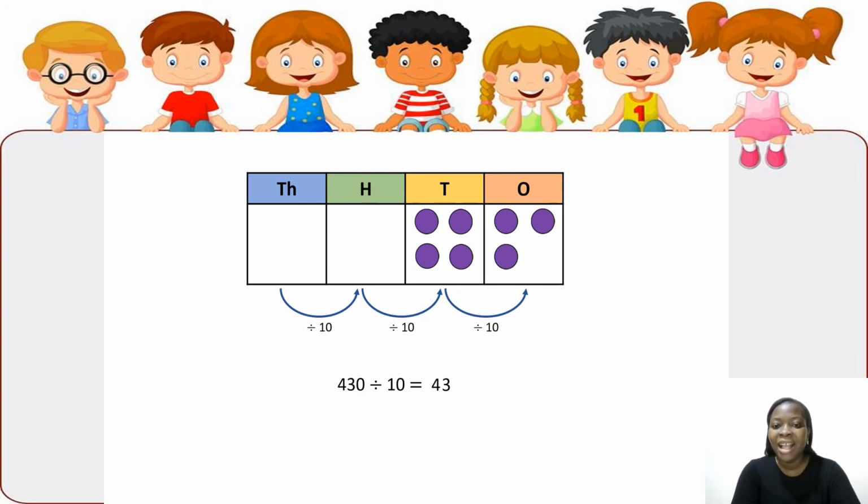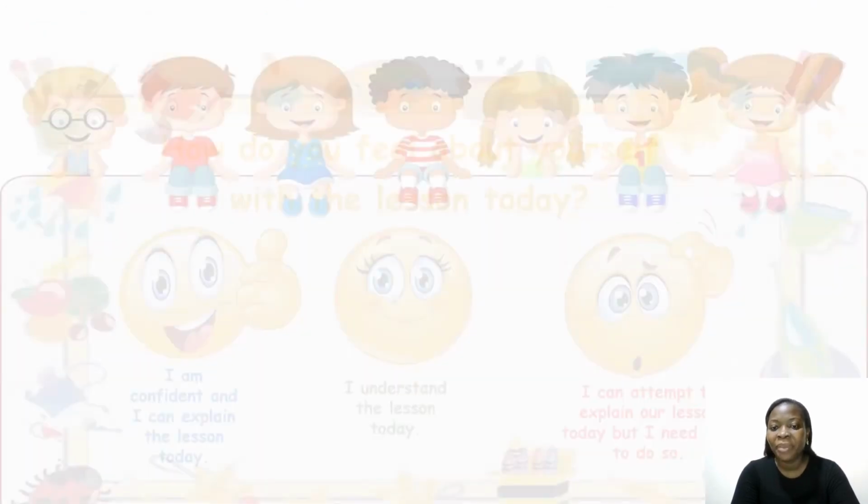Here we are. I've moved my numbers one place to the right, one column to the right each. So the 3 tens moved one column to the right, the 400 moved one column to the right. The 0 has already moved away because it's a 0. There is no number there. So we have 430 divided by 10 equals 43. I hope you understood this clearly.